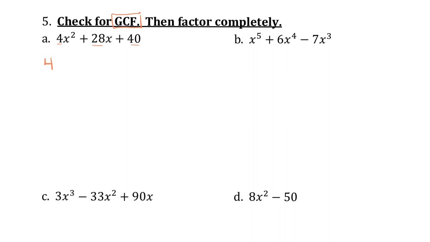Do they have any variables? This is x squared, this doesn't have an x, so I can't take out any x's. Now if I take out the 4, 4 times x squared is 4x squared. 4 times 7x is 28x. 4 times 10 is 40, which looks good. However, let me bring this down. If you look at this part right here, I'm going to try to factor that more, just like we did before.